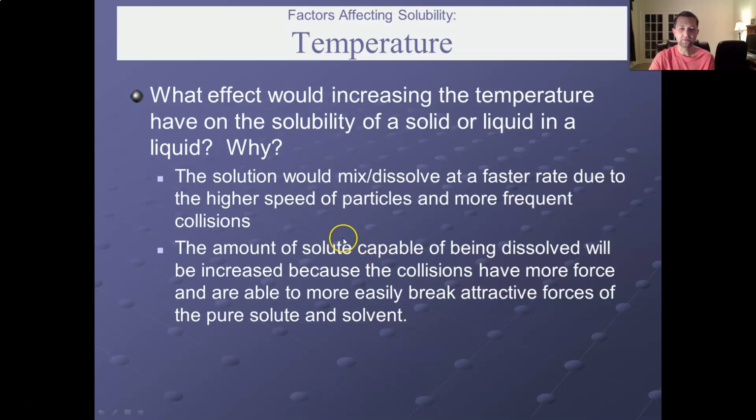So the amount of solute, that's what you're trying to dissolve here, capable of being dissolved will be increased because the collisions have more force and you can more easily break forces of attraction between the solute and the solvent, right? So in order for something to dissolve, the attractive forces in the solute need to break. The attractive forces in the solvent need to break. And the attractive forces between the solute and the solvent need to form, right? So if everything is moving faster and colliding more, you could easily break those forces of attraction in the solute and in the solvent, so the solute and solvent can come together with their forces of attraction.